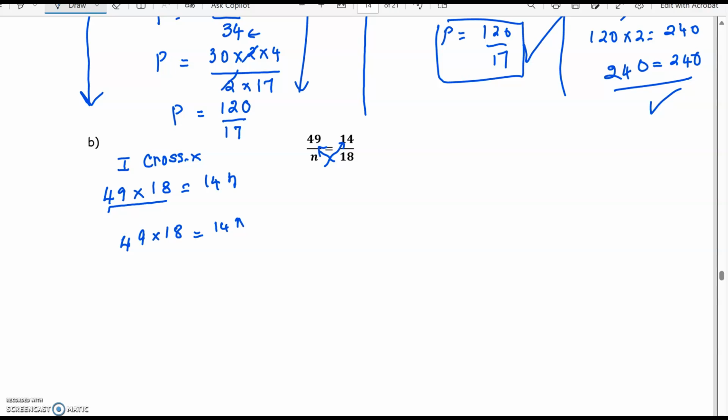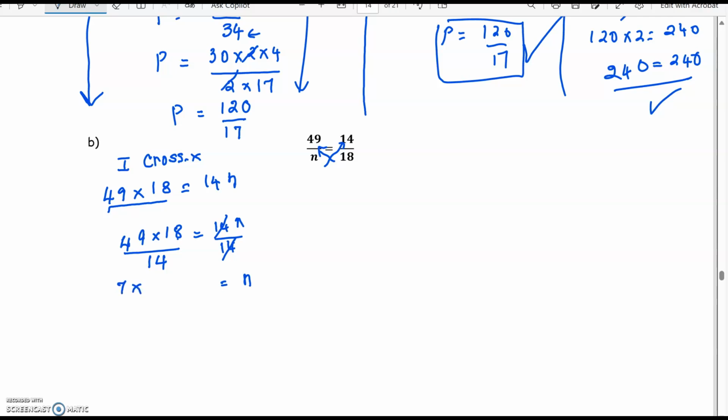Now we divide both sides by 14. We cancel the 14s, and our n is equal to 49 times 18 over 14, and I want to check if anything cancels out before I combine the numbers. Do not multiply until you cancel all common factors. The multiplication will be much easier.